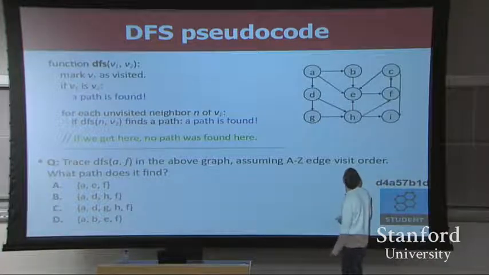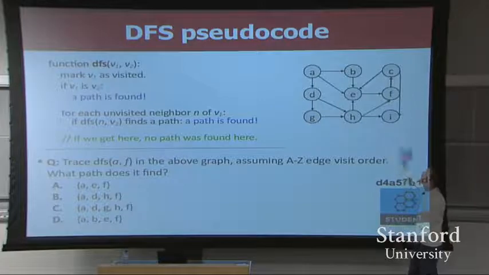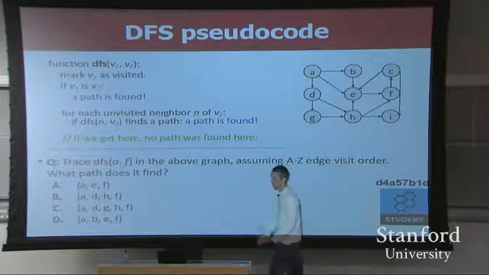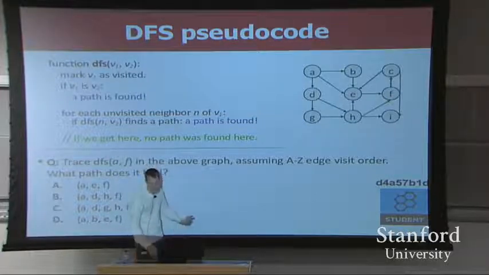Or A, D, H, F. There's nothing wrong with A, D, H, F. It's just that we would find one on our B exploration, so we would never get to checking D. So that's why the algorithm would find answer D instead of answer B. Okay? So yeah, that's DFS.